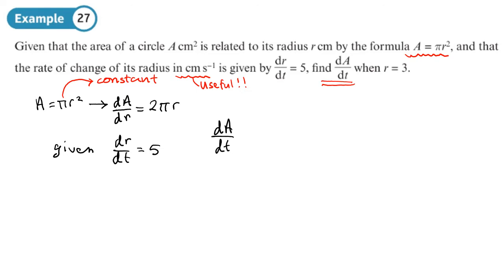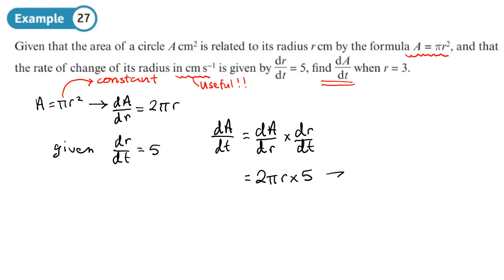Now this is when we think of these like fractions. There's a dA up here and there's a dt down here. This has got a dr at the bottom, that's got a dr at the top. They're going to cancel out if I multiply them together. So dA/dt is equal to dA/dr times dr/dt. Can you see that algebraically that works? Now dA/dr is 2 pi r, dr/dt is 5.